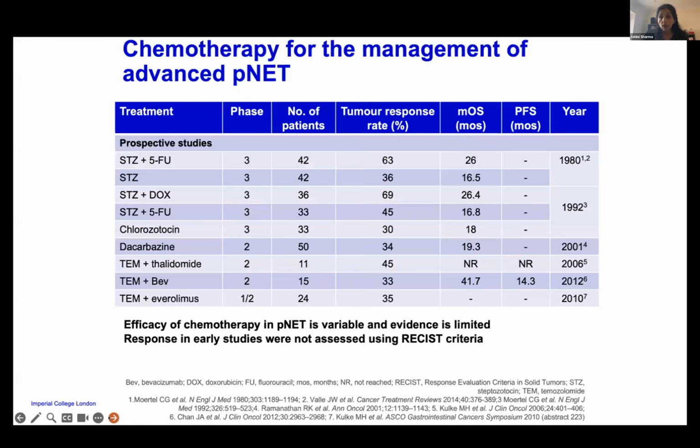So are there any trials? Well, there are a number of trials, and this is in patients who have advanced pancreatic NETs. And you can see that there's been a whole host of prospective studies, but only in very small numbers of patients. I think that's actually a really key point. And the other key thing to say is a lot of these studies were done before RECIST was actually used routinely. So the response rates are variable and should be taken with a pinch of salt. But you've got response rates, like I said, between 40 and 60% when it comes to the management of pancreatic neuroendocrine tumors. And again, the overall survival is also quite variable as well.